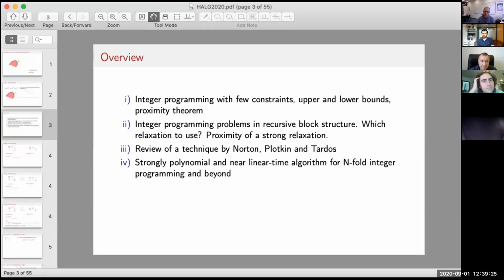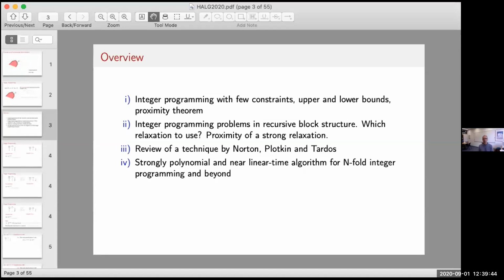I will have a look at this in a slightly more general way, and the question will be which relaxation should we use, and what kind of proximity can we get for a certain almost obvious relaxation that could be used. Then I will spend some time on reviewing a technique of Plotkin, Shmoys, and Tardos from 1992.